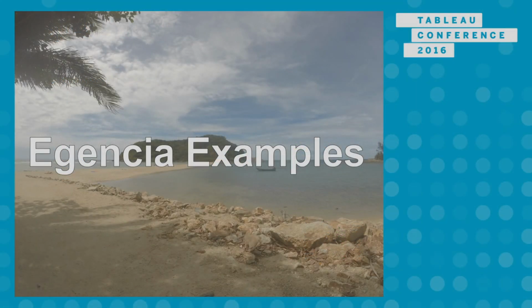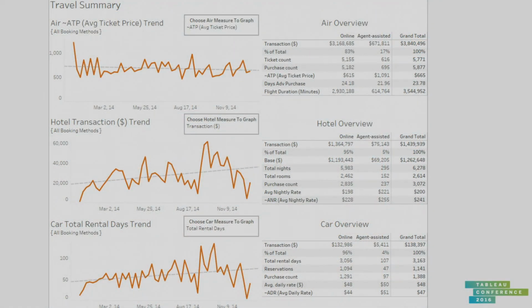So now that we're ready to see the data in Tableau, let's explore some of the ways that you could look at it and answer some of those T&E questions that you couldn't inside of your general ledger. So here is a dashboard that provides you with a summary of your air, hotel, and car data, and it begins to answer more of those questions that your general ledger couldn't.